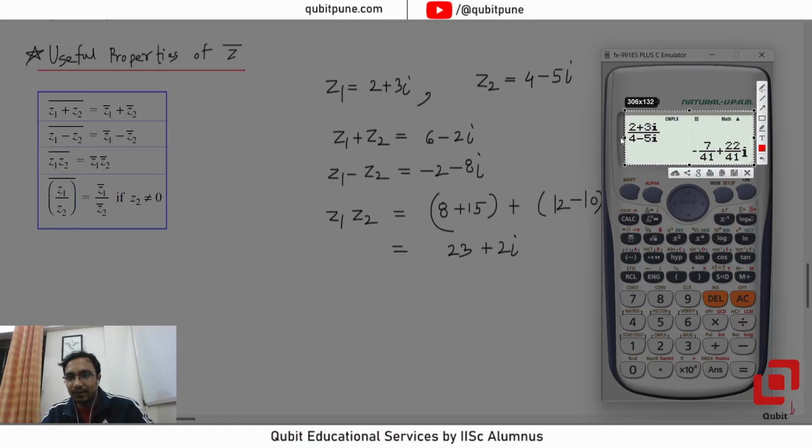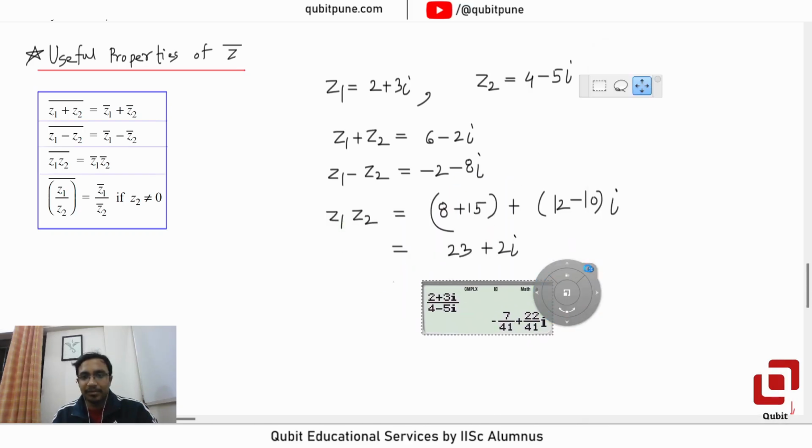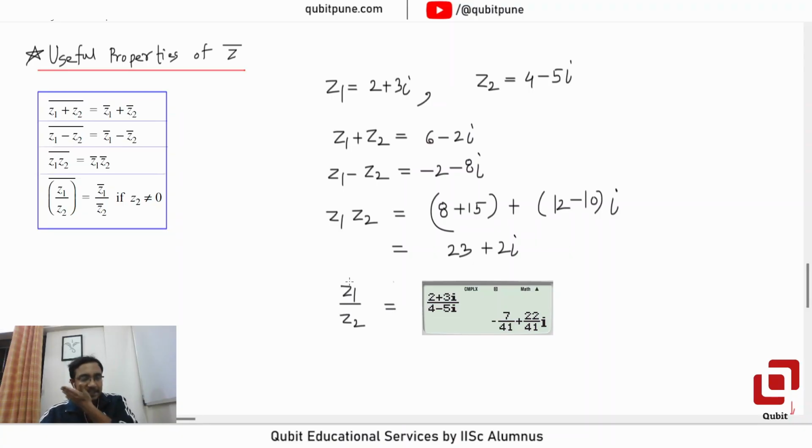That is negative 7 upon 41 plus 22 upon 41. That is z1 upon z2. Now let's verify all these results. Okay. Yes. Product is wrong. Oh, plus it. Yeah. Plus it. Okay. Plus.